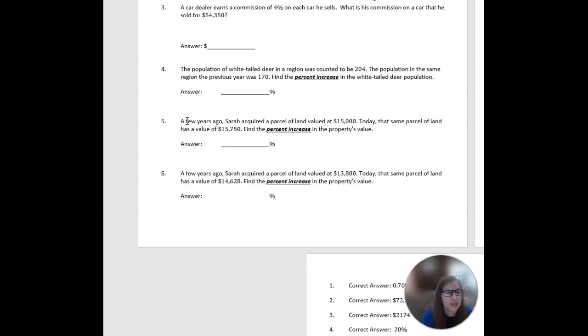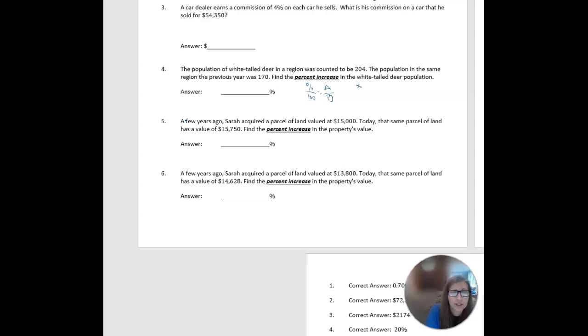But the population of white-tailed deer in a region was counted to be 204. The population of the same region the previous year was 170. Find the percent increase. Okay, so when you hear the words percent increase, percent decrease, sometimes it's percent change, that's a decrease. This formula, you have to think about it a little bit more. Now, I like the fact that they still use our same formula, percent over 100 equals A over B, but some things have changed.